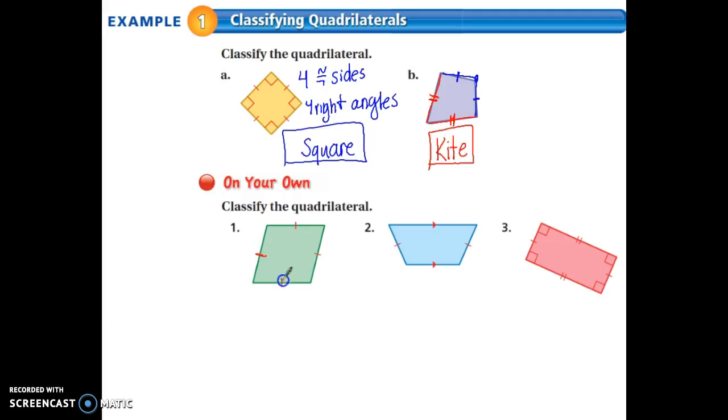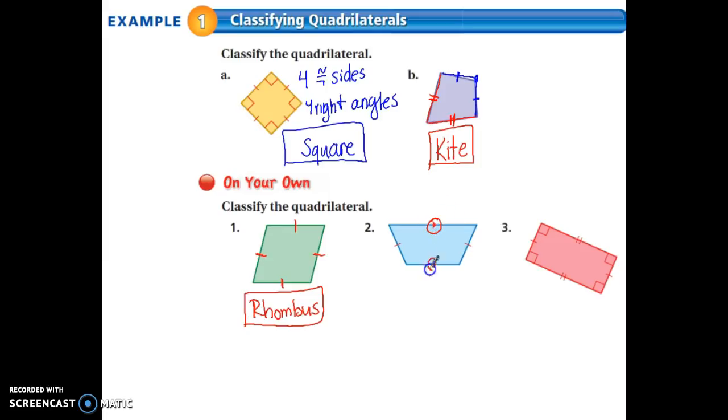This first one has 4 congruent sides. Since all 4 sides are the same, this must be a rhombus. It could be a square, but we don't know anything about the angles. If all 4 angles are 90 degrees, then it's a square as well. But we only know that the sides are the same, which makes it a rhombus.